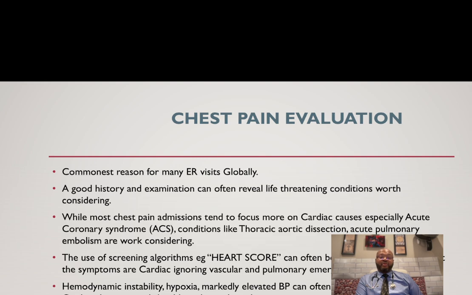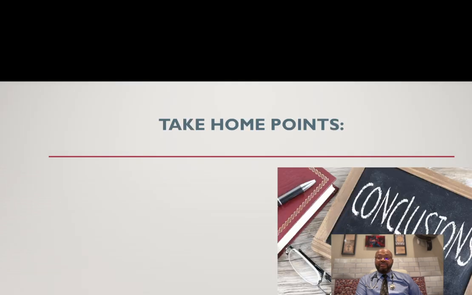So some of the things you want to watch out for: hemodynamic instabilities, hypoxia, elevated blood pressure can point to alternative diagnoses like dissection or pulmonary embolism. And so you want to consider additional imaging like a CT angiogram of the chest, for instance, when you suspect these killers like the dissection or pulmonary embolism. As you can see, these are conditions that are life-threatening, that if you miss them, patients can actually die. So while we don't neglect the usual cardiac cause of acute coronary syndrome, you want to look at all these other conditions.